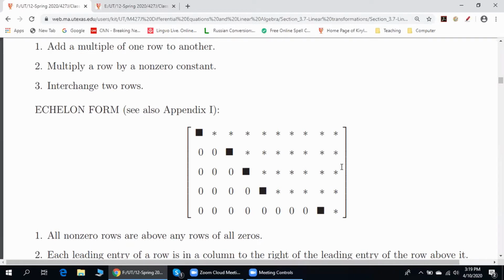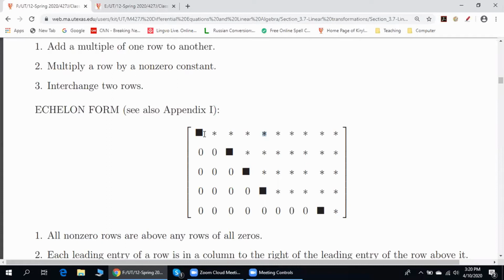Other questions? Can pivots be 0? No, no, no. Black squares represent any non-zero number. So 0 means 0, asterisk means any number, black square means any non-zero number. A black square cannot be 0. Got it. Thank you. Other questions?